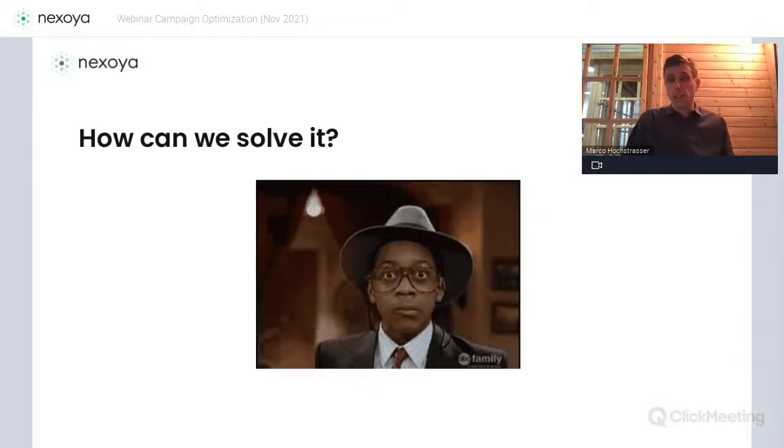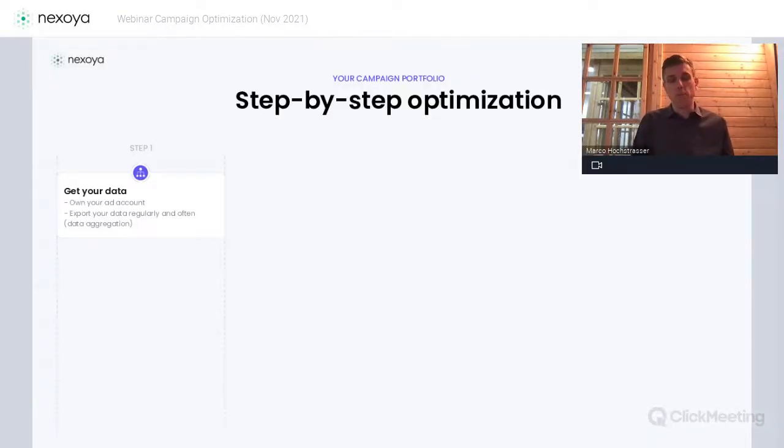So first things first, we prepared a very easy step-by-step optimization procedure. And first thing is really get your data. It sounds funny and it sounds maybe very easy, but it's actually not. Even with large customers or accounts we work with, it's often a problem that, for instance, they don't own their ad account. You might say, yeah, no, I have my ad under control, right? But are you really the owner of it, or is someone else the owner of it, a freelancer or an agency or whatever?